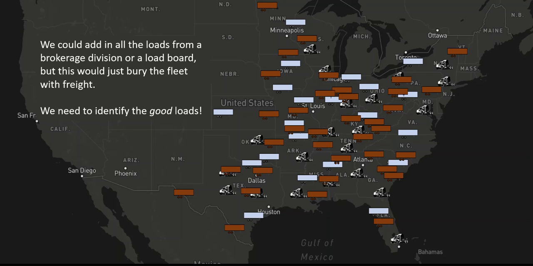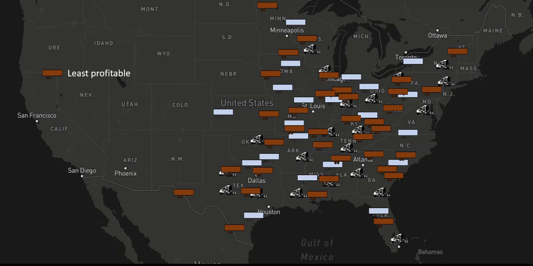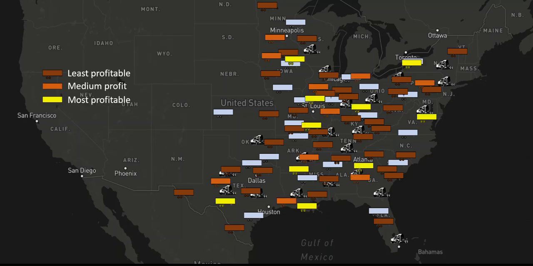One way to expand the set of opportunities, I could go to a brokerage division or load board and flood the system with a lot of loads to choose from, but this really wouldn't be very productive. I've still got to cover the loads I've committed to, and what I really want to do is just identify the most profitable loads out there. So what I can do is divide these into different groups.